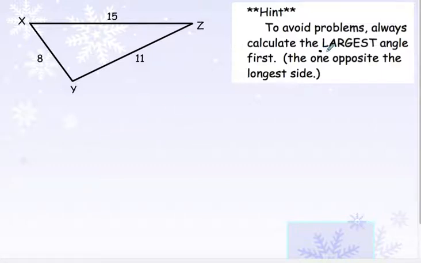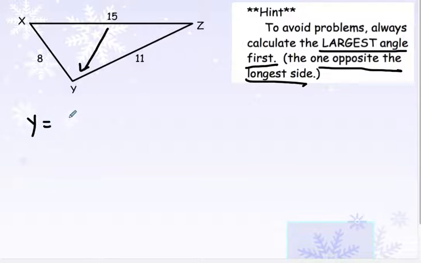Now, always find the largest angle first. Again, this is tied to the ambiguous case, and we want to avoid that, so we're going to find the largest angle first. The largest angle will be across from the largest side. So the largest side here is 15, so y is going to be the largest angle.